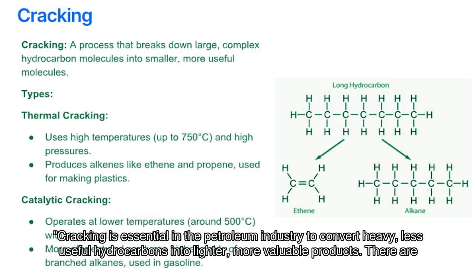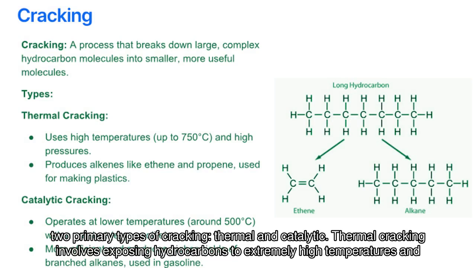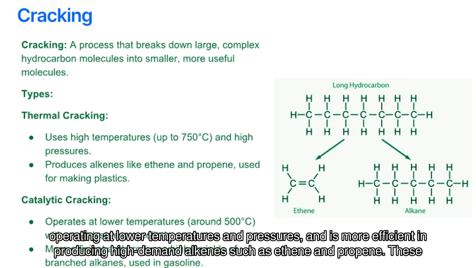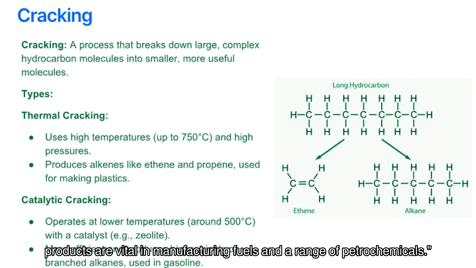Cracking is essential in the petroleum industry to convert heavy, less useful hydrocarbons into lighter, more valuable products. There are two primary types of cracking: thermal and catalytic. Thermal cracking involves exposing hydrocarbons to extremely high temperatures and pressures, leading to a mix of smaller alkanes and alkenes. Catalytic cracking, on the other hand, employs a catalyst like zeolite, operating at lower temperatures and pressures, and is more efficient in producing high-demand alkenes such as ethene and propene. These products are vital in manufacturing fuels and a range of petrochemicals.